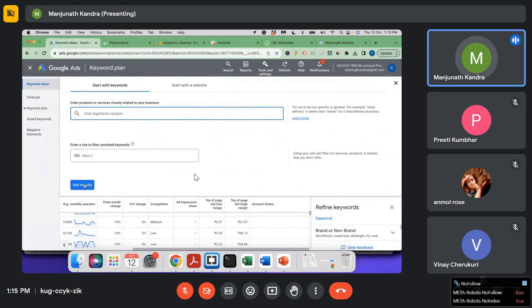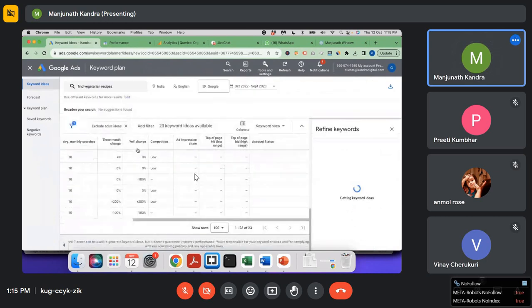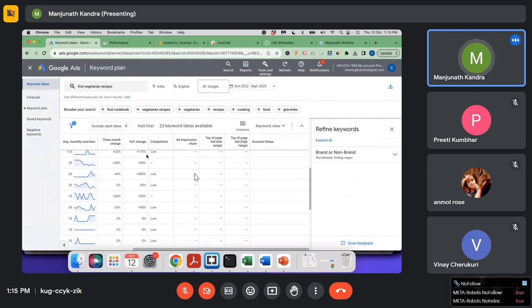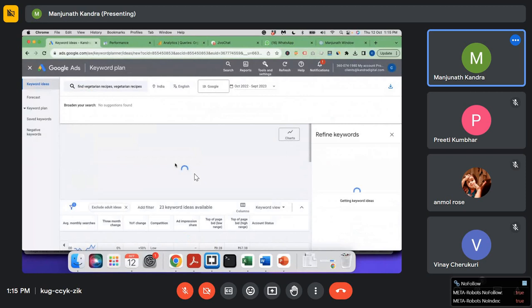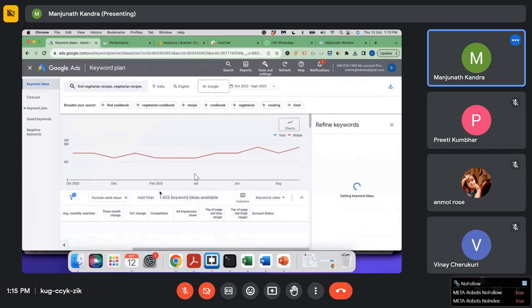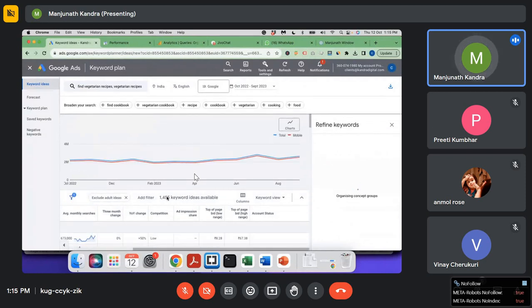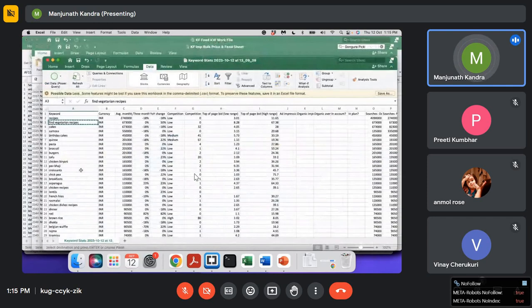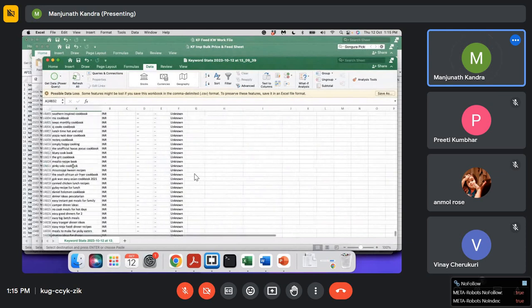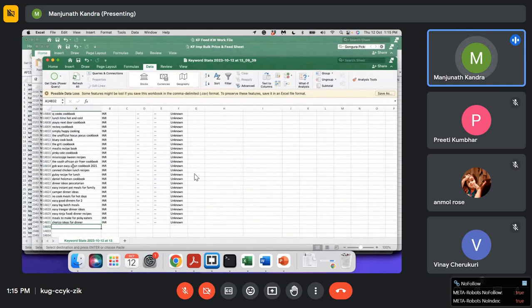Right? Get results. 23 keywords. Yeah, another 1500 keywords. So I can download this and I can keep updating this file. This file has 14,000 keywords, correct? 15,000 keywords. I can keep adding the keywords and I can grow this file to 1 lakh keywords or 2 lakh keywords or many more also. Are you all getting it?